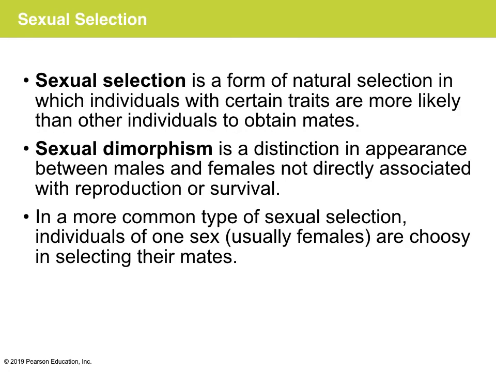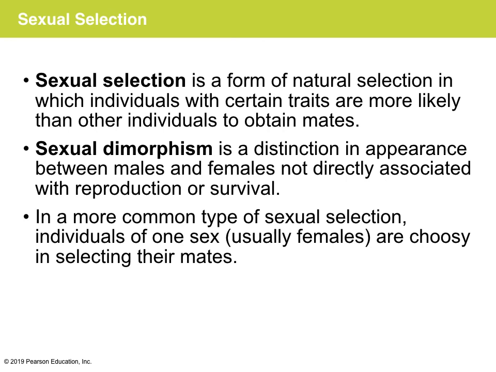Now, sexual selection is one type of natural selection in which individuals with certain traits are more likely than other individuals to obtain mates. So sometimes a feature that is beneficial in natural selection may be something where a feature is good at getting mates, but it may not improve survival. Sexual dimorphism, di referring to two, morph referring to shape, is a distinction in appearance between males and females that, again, isn't directly associated with reproducing or surviving.